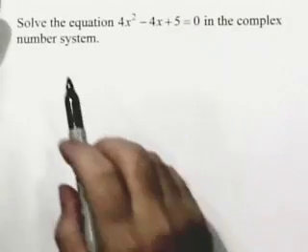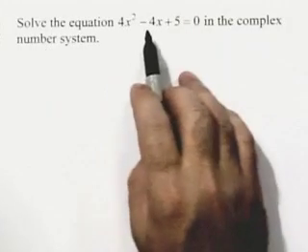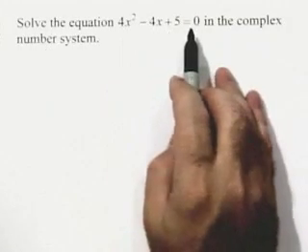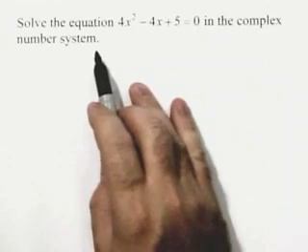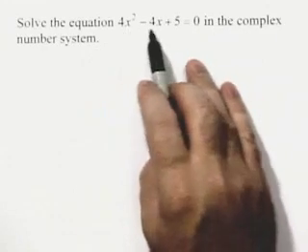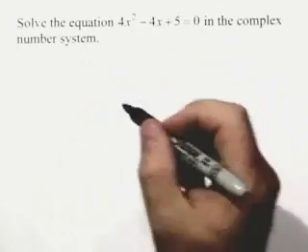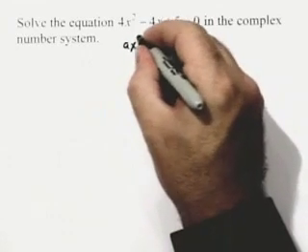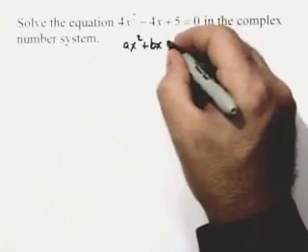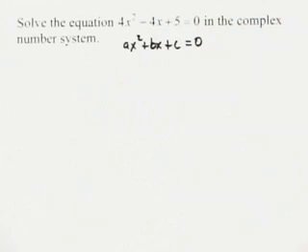In this problem, we're going to solve a quadratic equation in the complex number system. We want to solve the equation 4x squared minus 4x plus 5 equal to 0 in the complex number system. We notice that this is a quadratic equation in standard form. This is the form ax squared plus bx plus c is equal to 0. So we'll go ahead and use the quadratic formula here.